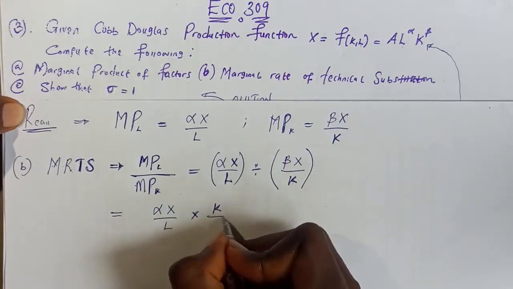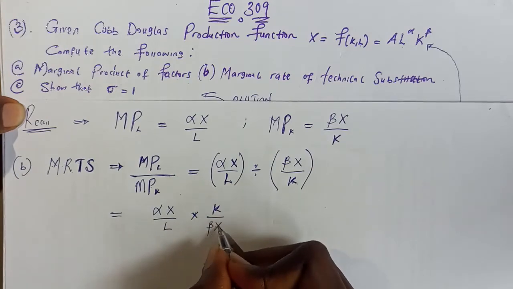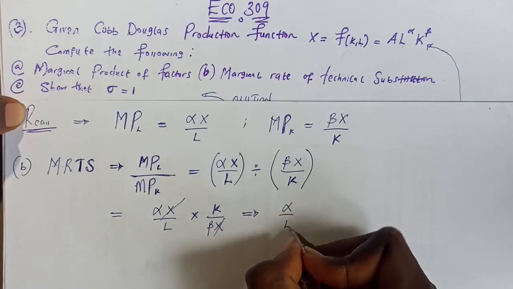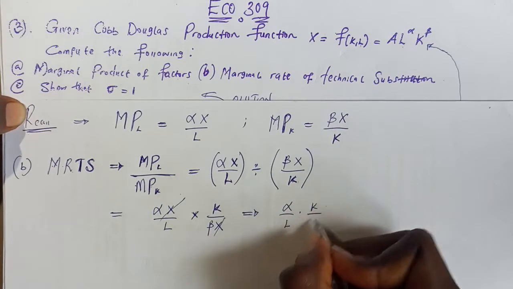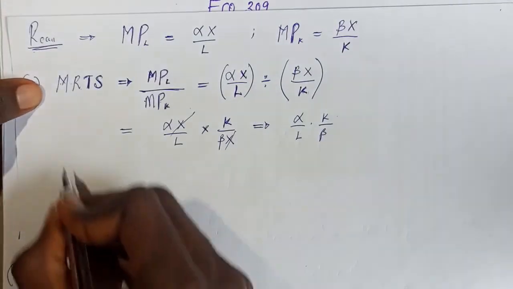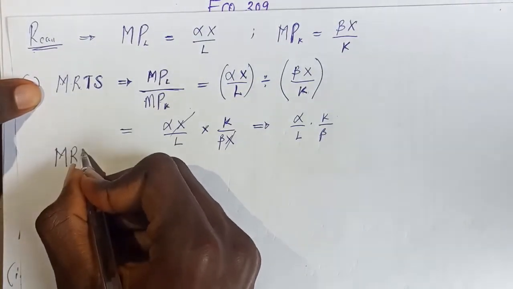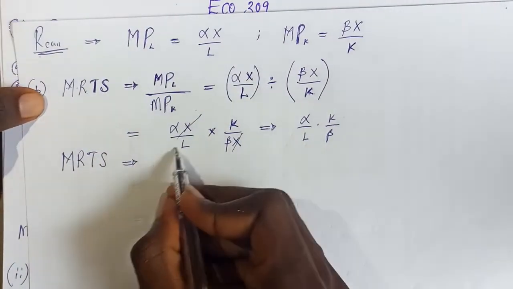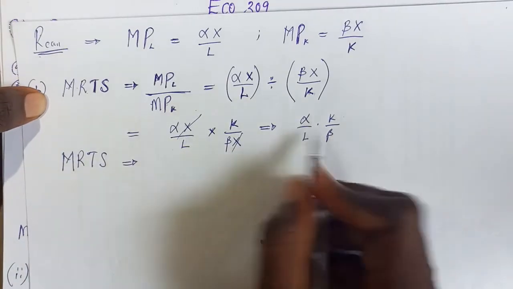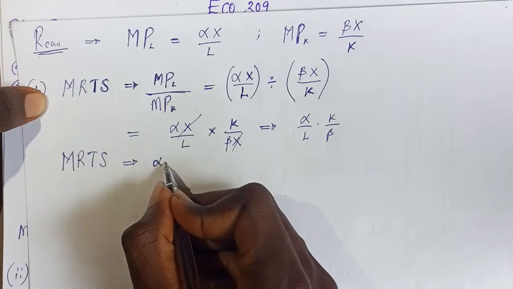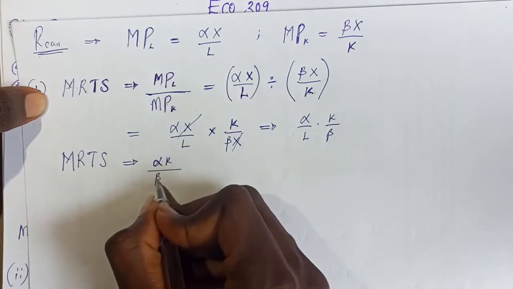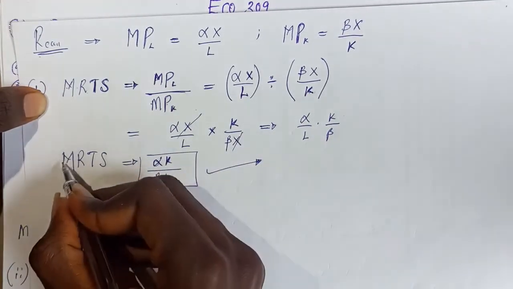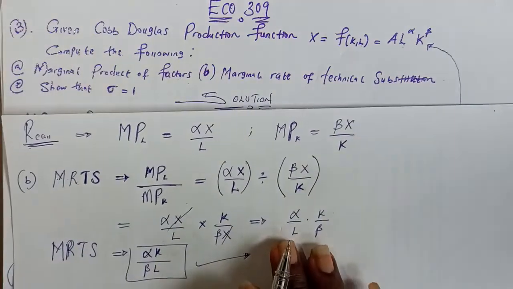So whatever we have left here now should be alpha x over L times the k we have here, which goes up while this comes down. That's beta of x, so x cancels x. Trivially, we end up having just alpha over L times k over beta. So we can write this as the marginal rate of technical substitution is equal to, let's relate alpha and beta together, that is alpha k over beta L. So this gives the computation for the marginal rate of technical substitution.